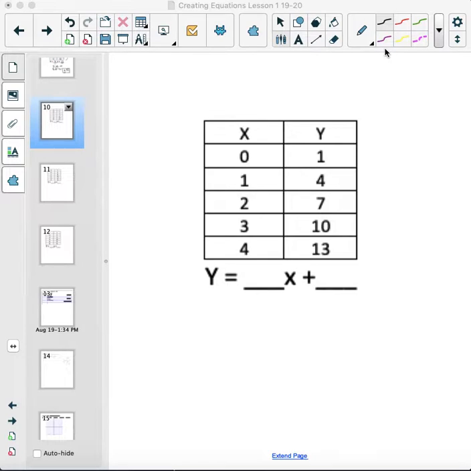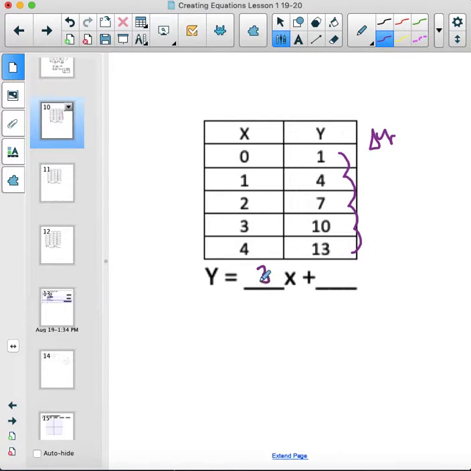Something that's a little bit different. So we're still going to find our delta y. And so we are looking for what does y increase by each time. Looks like it's going up by 3. So I put my 3 here in the numerator. Find my delta x. Another one that's changing by 1.